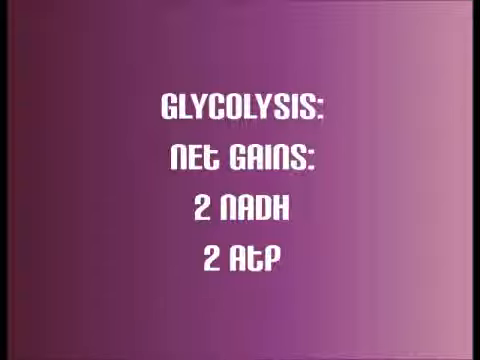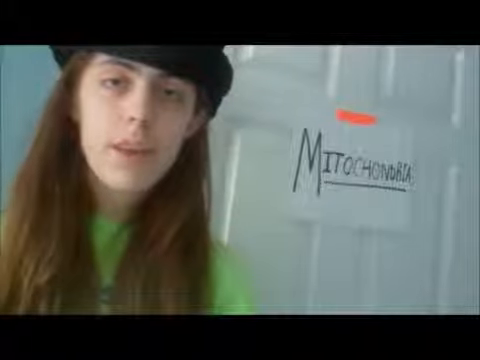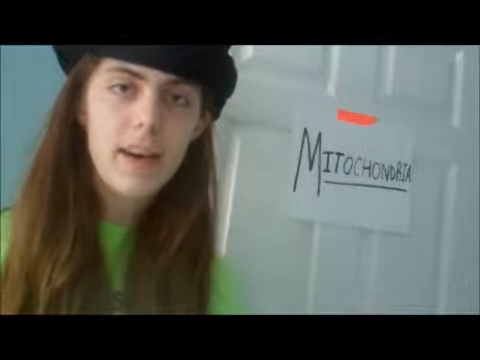Look at all those complex reactions. Do we have to know all of that? You don't need to know the specific reactions, just know the net gains. 2 NADH and 2 ATP are gained. Do you know what comes next? The Krebs cycle. Right, now we will see the citric acid cycle, also known as the Krebs cycle. The Krebs cycle takes place in the cell's mitochondria.